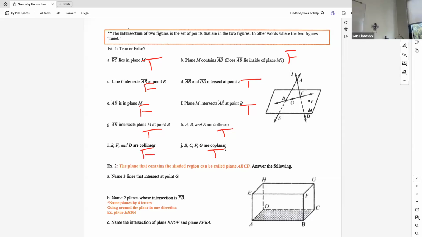E, C, F, G have to be coplanar? We got a little lucky there as well. Four points isn't necessarily guaranteed coplanar, but in this case they are. So okay, any questions? All right, well, let's keep on moving.